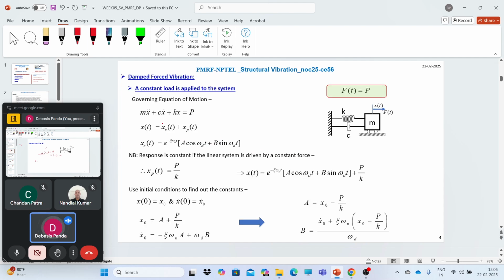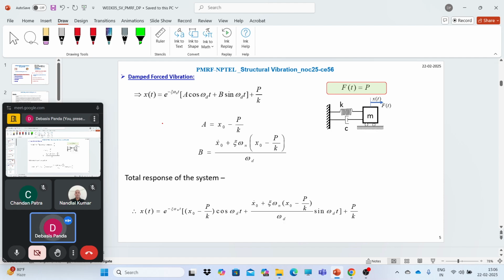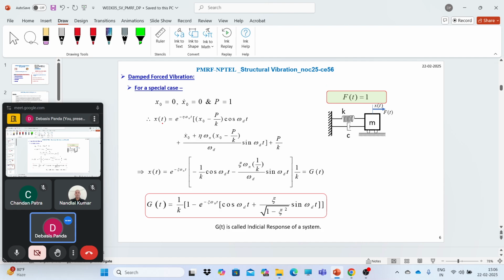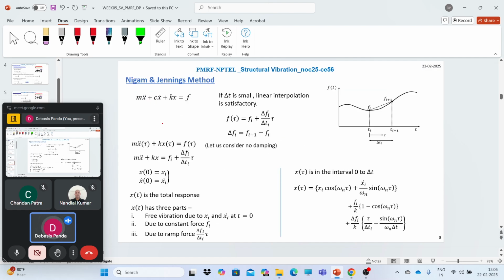Okay, great. So we will first go through Nigam and Jennings method. First, we will see the concepts behind it, and then we will move to the MATLAB portion where we will code it first, and then we will solve different kinds of systems using it. So first, we need to start with the equilibrium equation at a time instant.